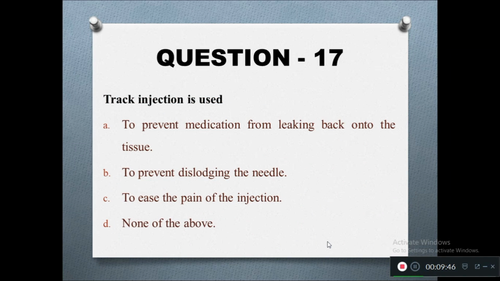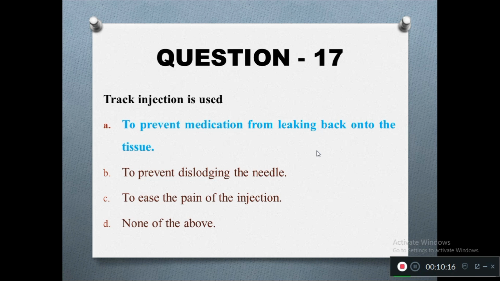Z-track injection is used for what? To prevent medication from leaking back onto the tissue, to prevent dislodging the needle, to ease the pain of the injection, or none of the above. So the Z-track injection method is usually given to prevent medication from leaking back into the tissue. This is the primary reason why you give Z-track injections.